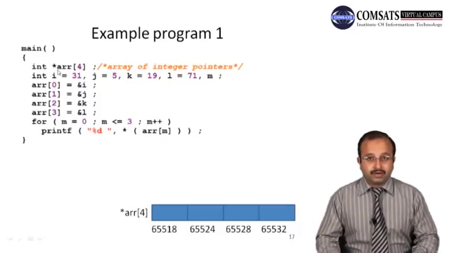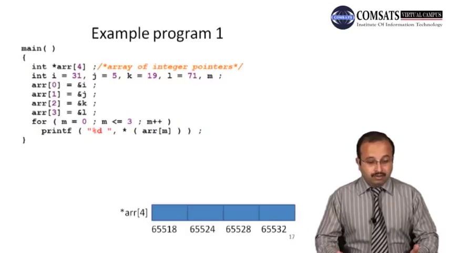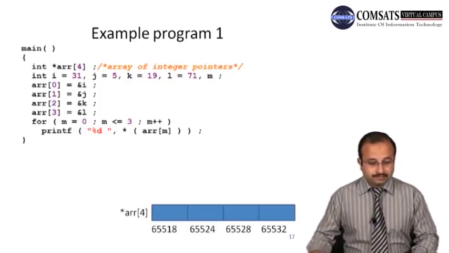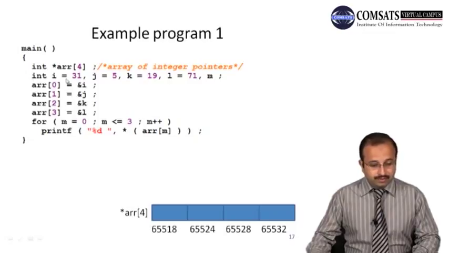This is an array of pointers whose type is integer. This means that all the elements in that array contain a memory address, and at that memory address a value of type int will be stored, right? Now you see that we have the next statement.